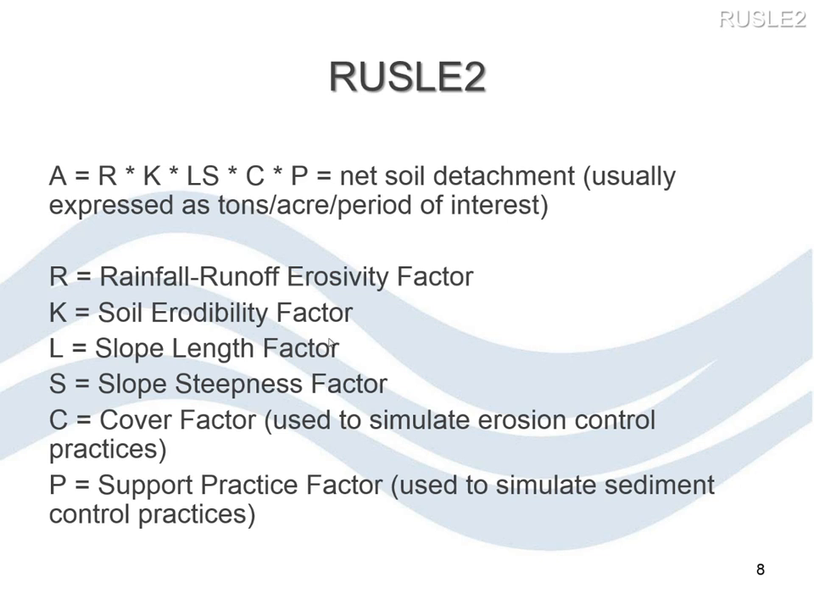And then the cover factor, the C factor, is used in Russell 2 to simulate erosion control practices like mulch and vegetation. And then the P factor, which is the support practice factor, is used to simulate the sediment control practices. So those 5 factors work together to get at what the erosion and sediment yield is coming off the site. An increase or decrease in any of those factors is going to give you a resulting increase or decrease in erosion and sediment yield.